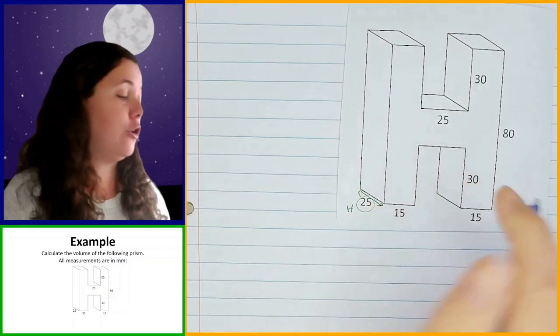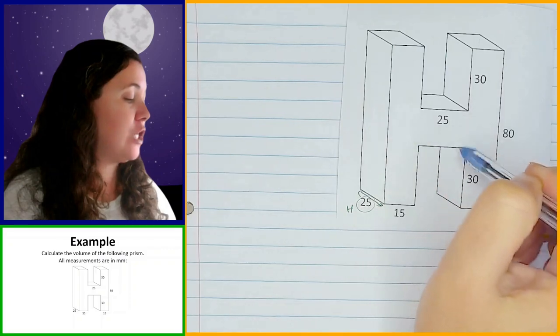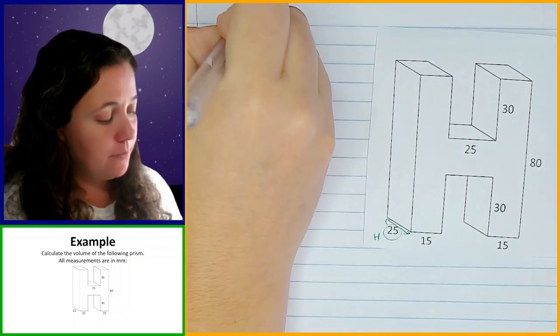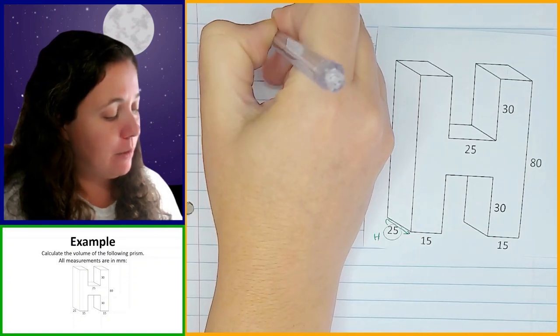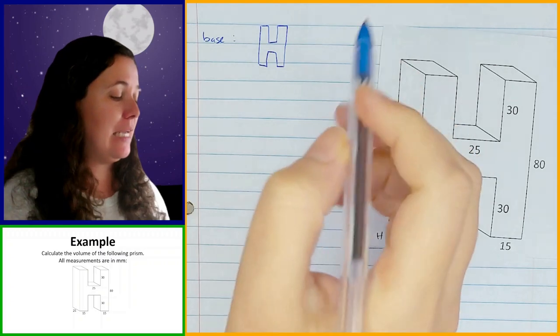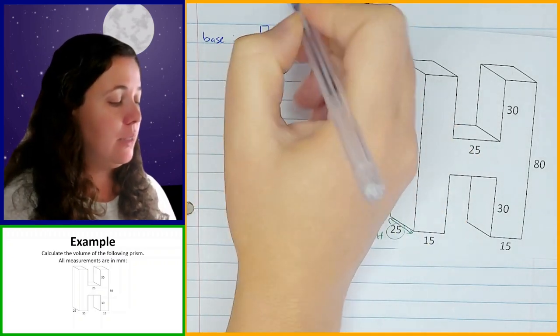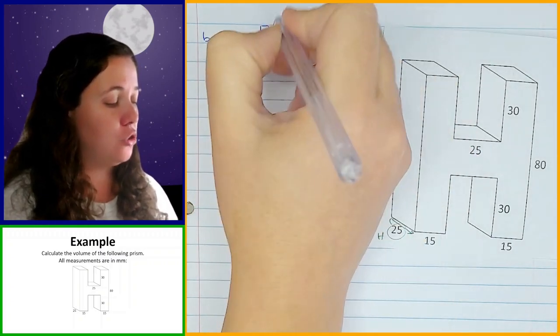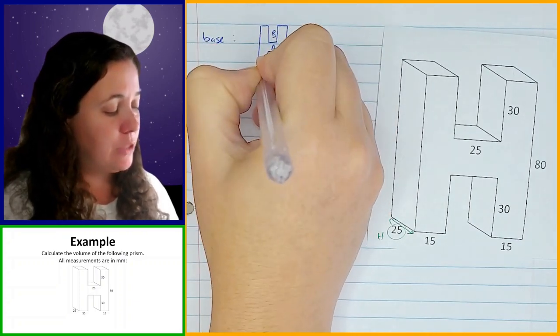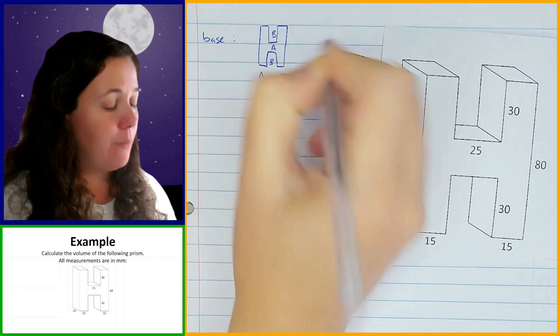So the one approach is to say that the base shape is this H shape like this. And I can get that by taking a rectangle and subtracting these two. So I can say this is A and this is B and this is B. So that's going to be A minus two B's.